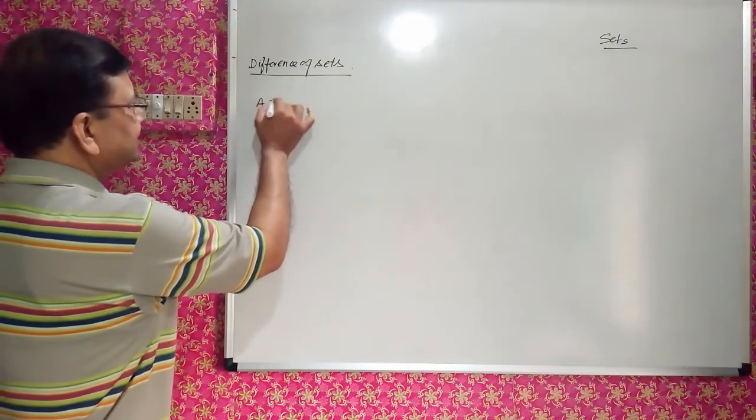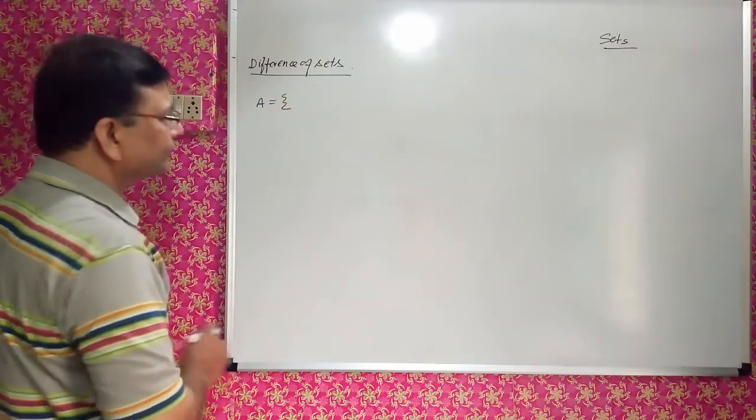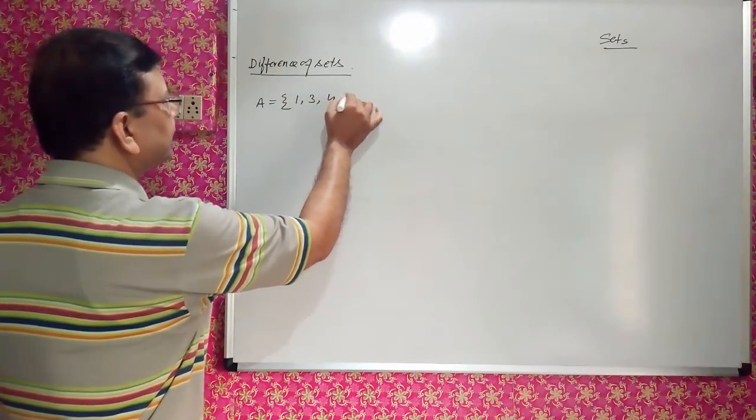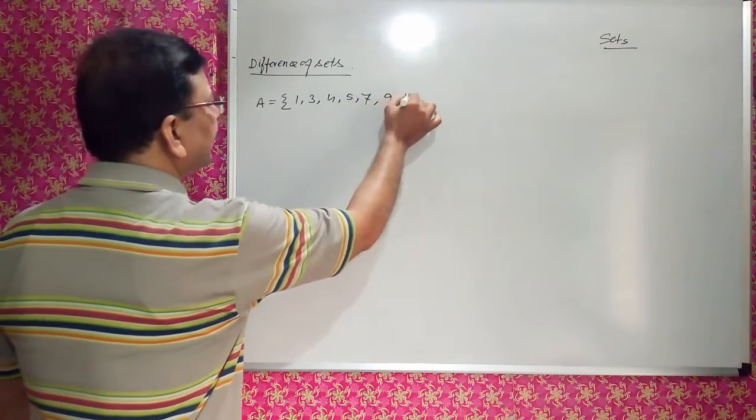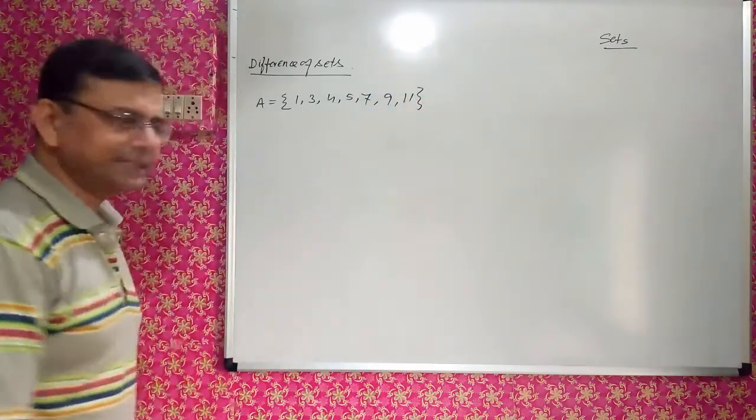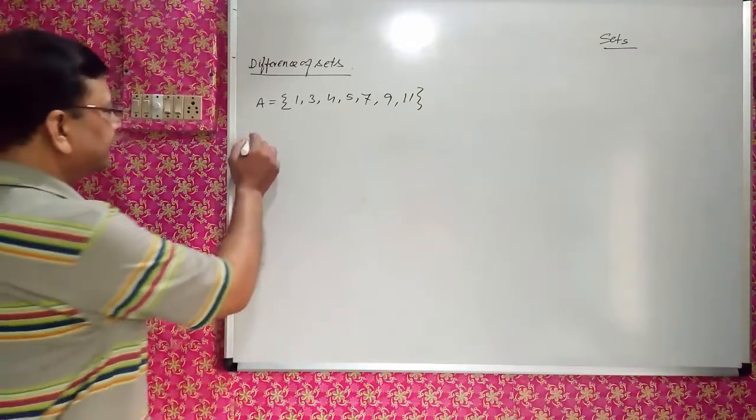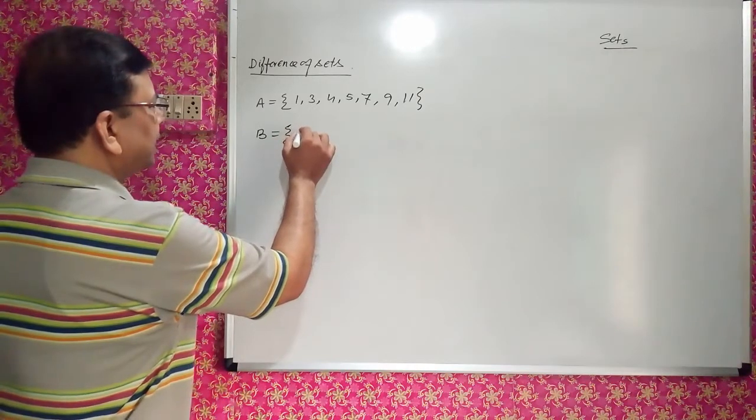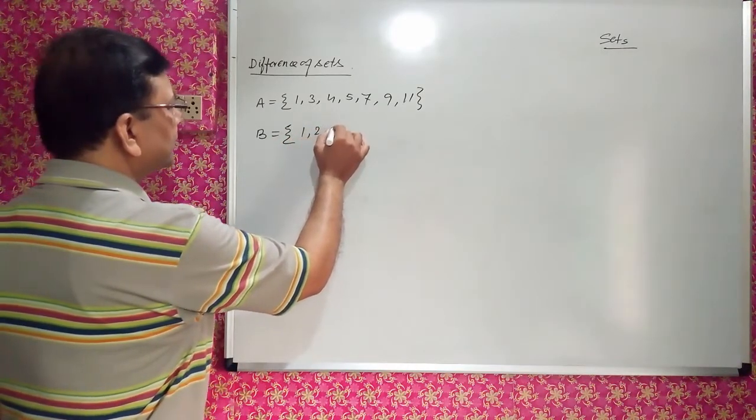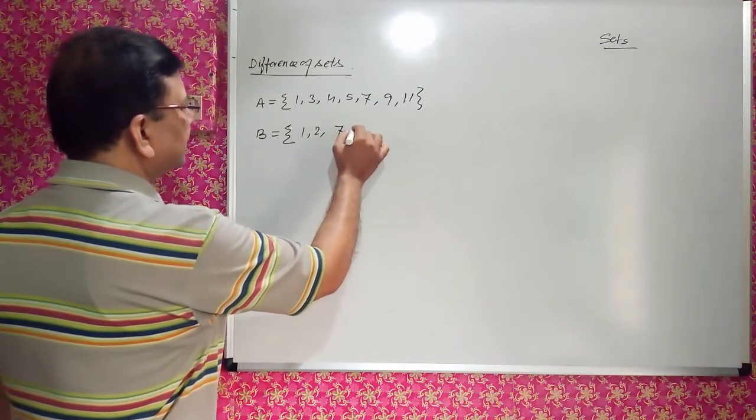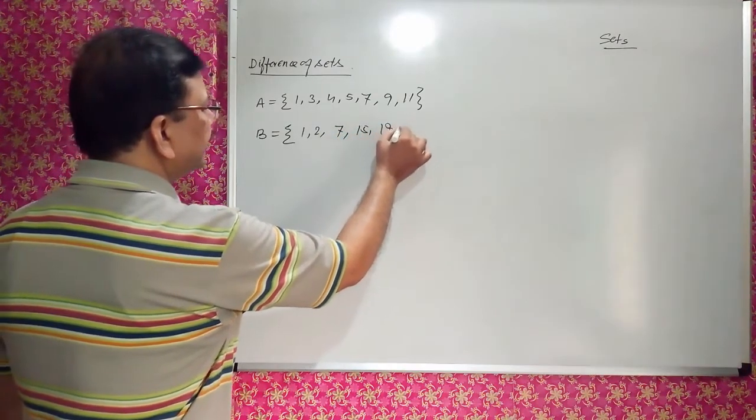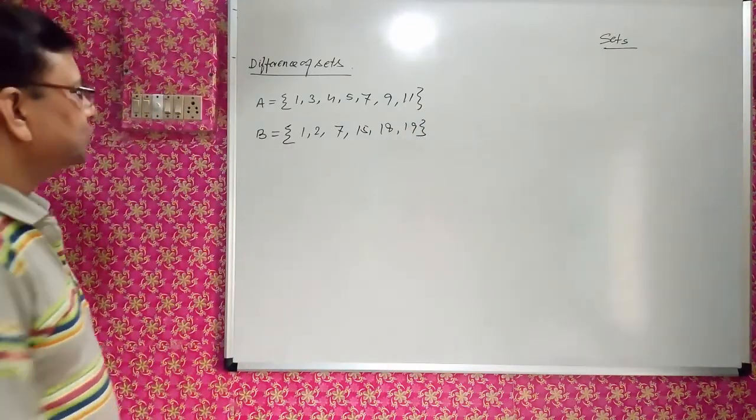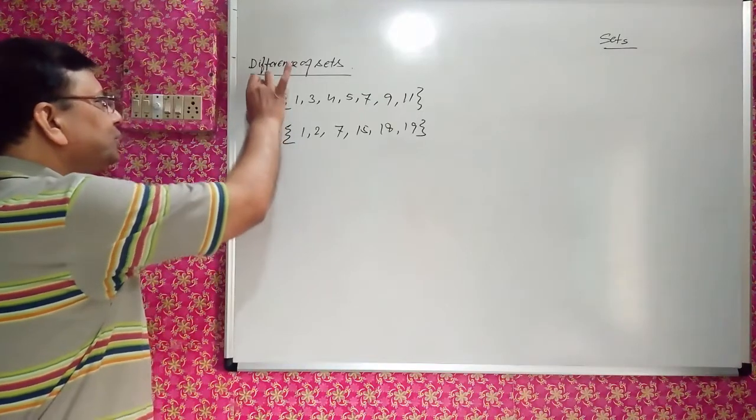Let A be any set. Suppose 1, 3, 4, 5, 7, 9, 11. This is one set, right? Another set B is there. That is 1, 2, 7, 15, 18 and 19. Suppose these are the two sets, right? So we have to find the difference between these two sets.